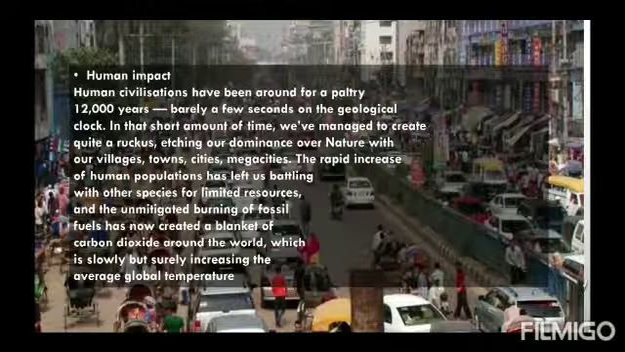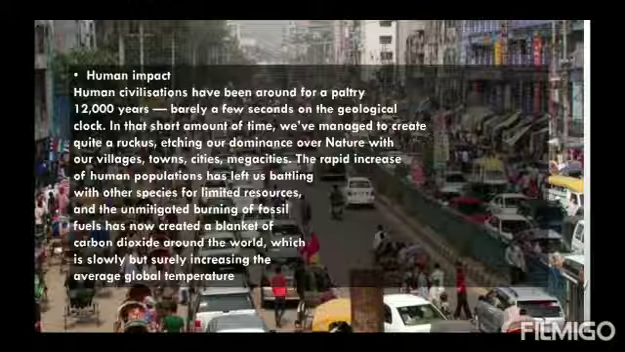Now here a separate subtitle has been given, Human Impact. So what role do human beings play in saving or destroying the environment? Let us see. Human civilizations have been around for a paltry 12,000 years. Now these 12,000 years are barely a few seconds on the geological clock. In that short amount of time, we have managed to create quite a ruckus, etching our dominance over nature. So always man has tried to dominate over nature.